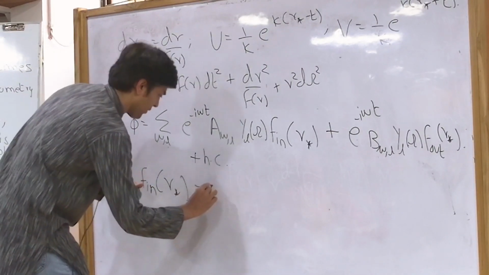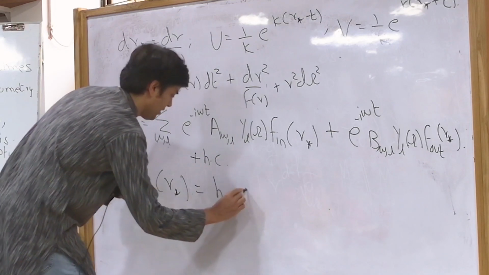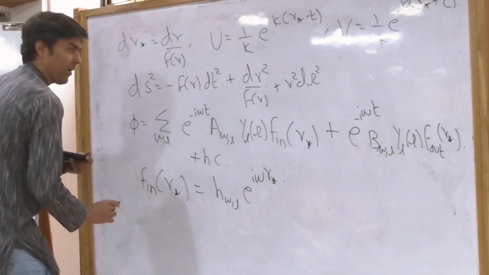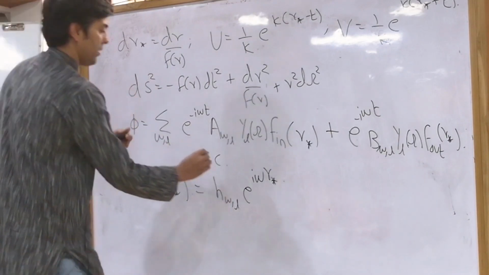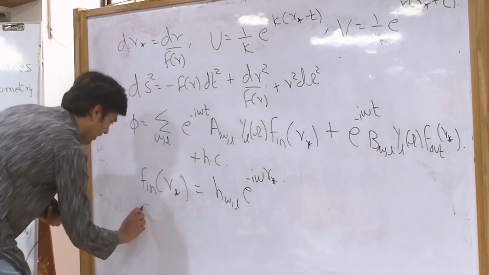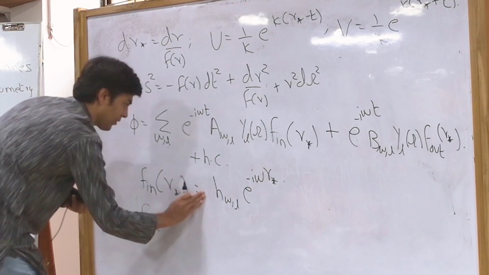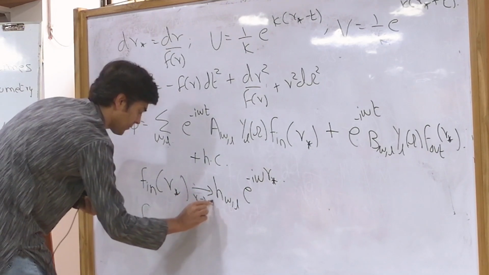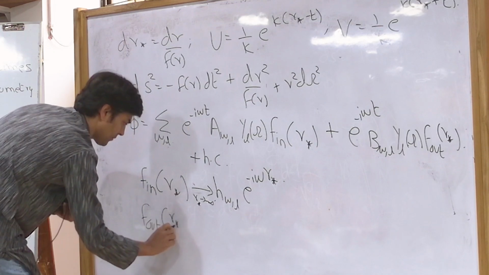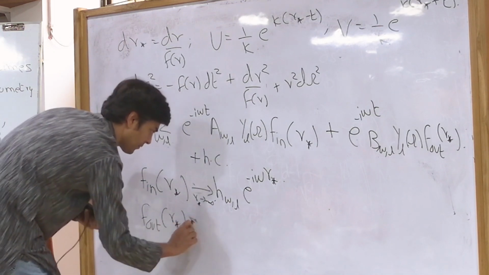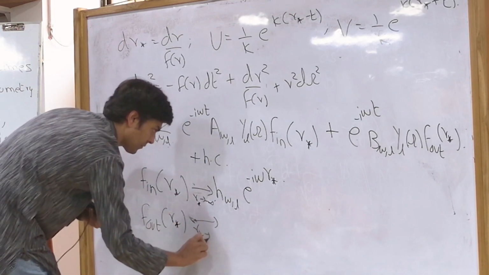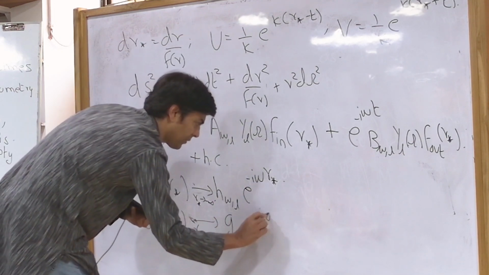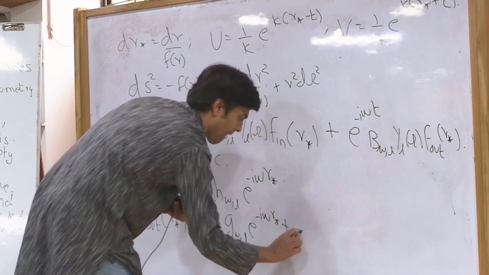f in omega is equal to some h omega L into e to the i omega r star minus i omega r star. And f out omega. I'm just writing down a formula and I'll explain in a minute what that does.